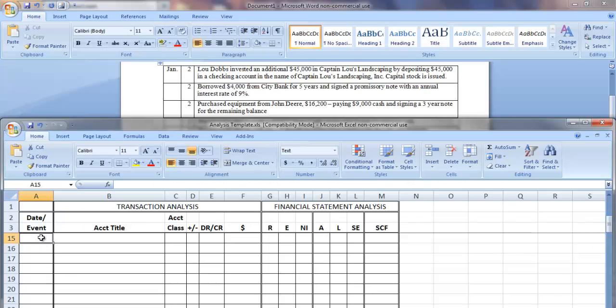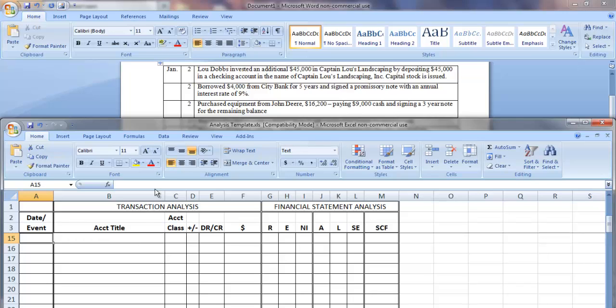Okay, now that you have that file open, we're going to step through a few transactions to practice some journal entries. I'm going to use the transaction analysis template, which again you can find back on the course Blackboard site, right in the Chapter 2 folder. You don't have to use this, but a lot of students find it helpful, especially when they're first getting started.